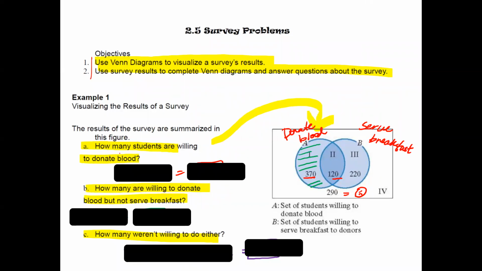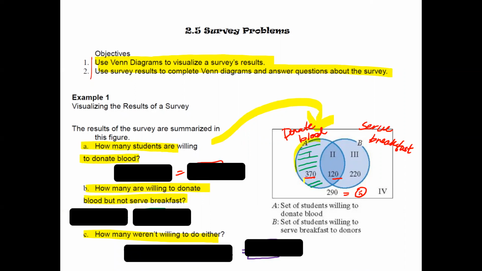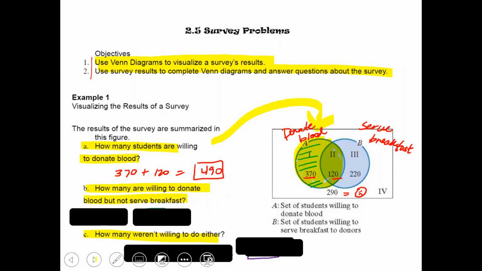So looking at this, the number of students that are willing to donate blood is just going to be in circle A right here. And so you're going to add the 370 plus the 120, which gives you a grand total of 490, and that is your answer.